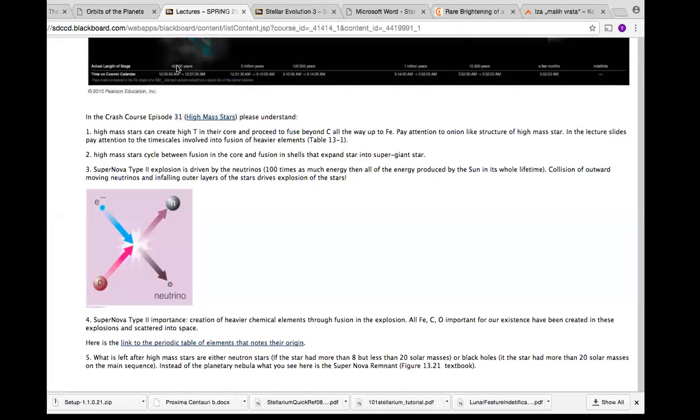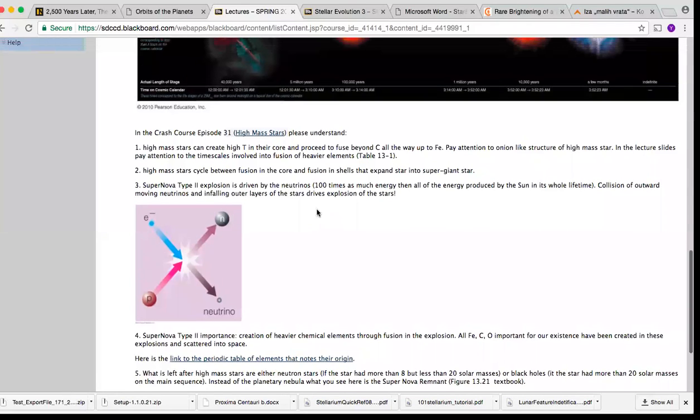So this is what I want to share. Okay, so this is now on the blackboard, and I posted this today. So this is now what happens inside of the core. You have a core full of iron, which doesn't want to fuse.